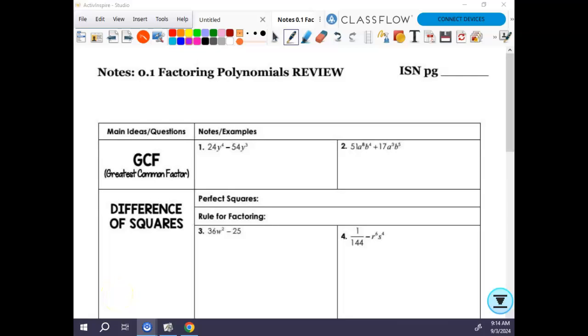This is going on page 26 when we are done. This is factoring polynomials review, in all caps.